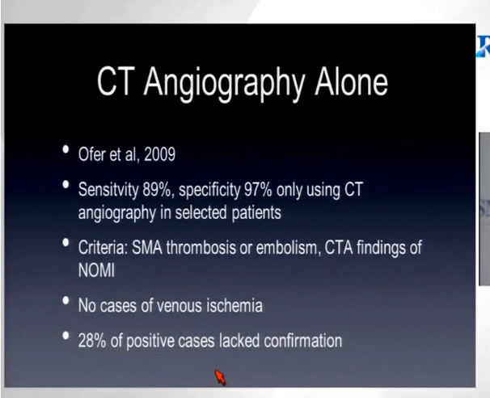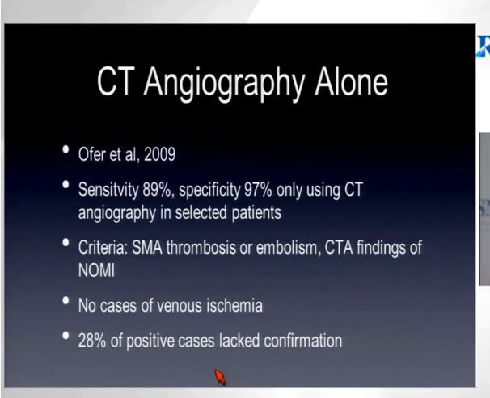I just want to touch on this one paper from 2009 very briefly. It was interesting because they made the diagnosis only with the CT angiogram. There were some issues with this paper. About a third of their cases had no confirmation, and there were no cases of venous ischemia, so it might not necessarily be indicative of real-life day-to-day practice, but they did exceptionally well with the cases they had just by using the CTA, and I think this shows the power of the CT angiogram.